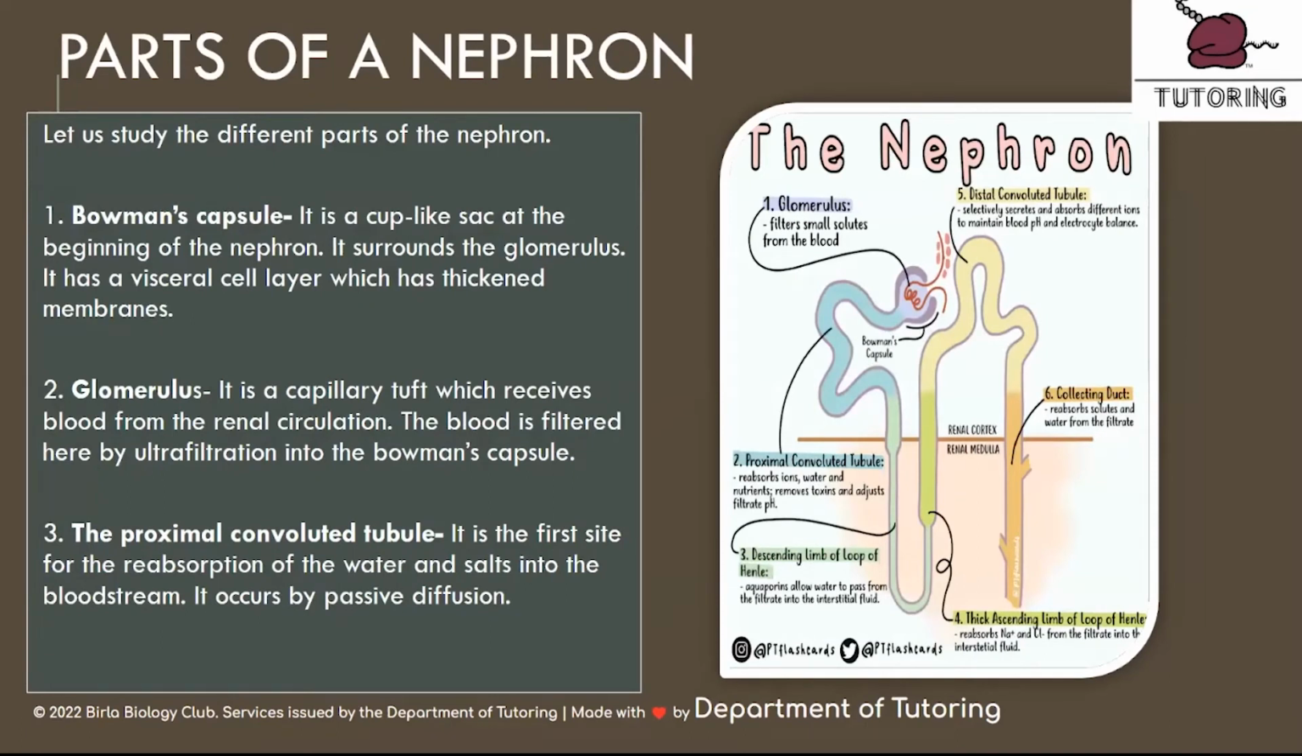Bowman's capsule. It is a cup-like sac at the beginning of the nephron. It surrounds the glomerulus. It has a visceral cell membrane. Glomerulus. It is a capillary tuft which receives blood from the renal circulation. The blood is filtered here by ultrafiltration into the Bowman's capsule. The proximal convoluted tubule. It is the first site for reabsorption of water and salt into the bloodstream. It occurs by passive diffusion.